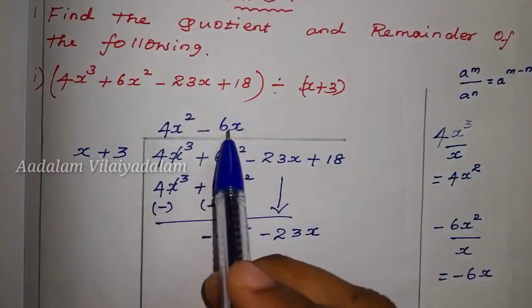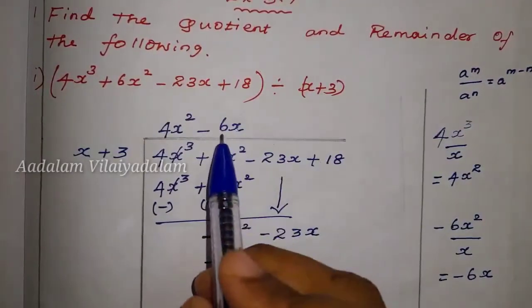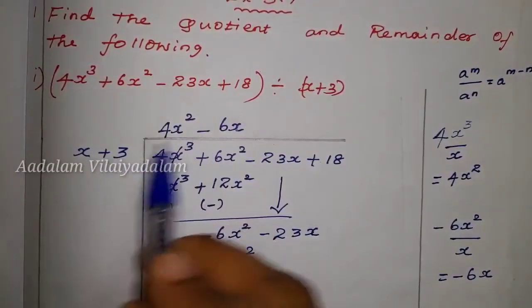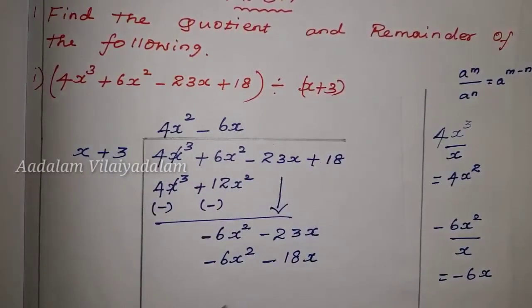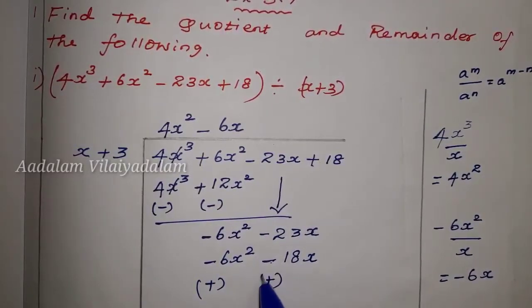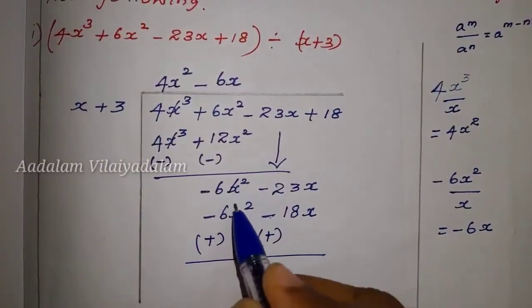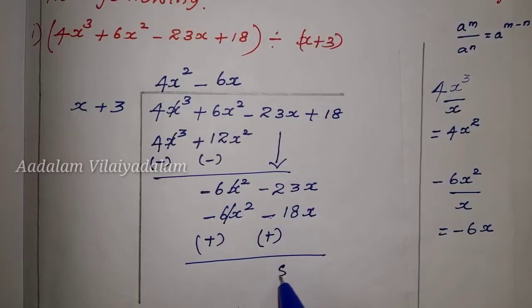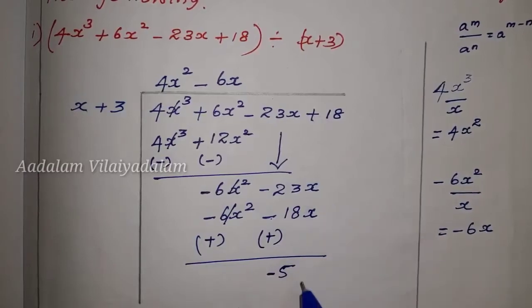Now multiply minus 6x into x plus 3. So plus into minus, minus. So 6x into x, 6x square. So plus into minus, minus. So 6 3s are 18x. So again we change the sign here. Here minus means plus, here also minus, plus. So minus 6x square, so plus 6x square cancel. So minus 23 plus 18, so the answer is plus 5, that is minus 5 only. So minus 23 plus 18 minus 5x.